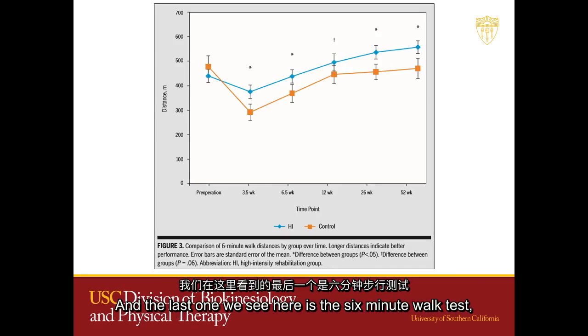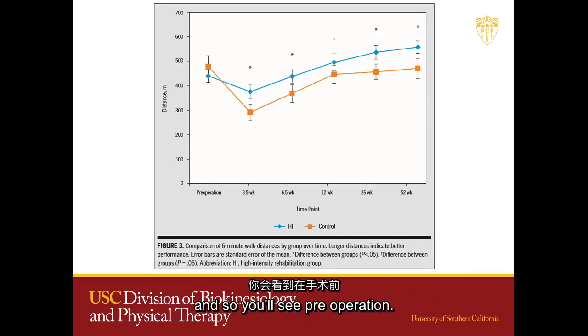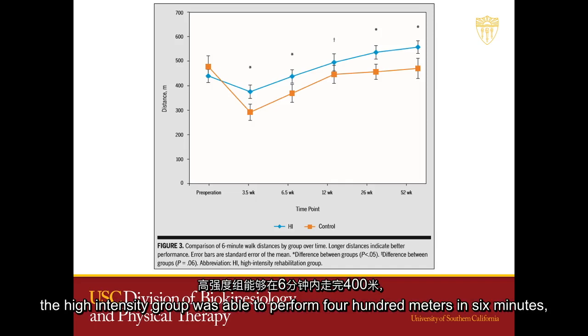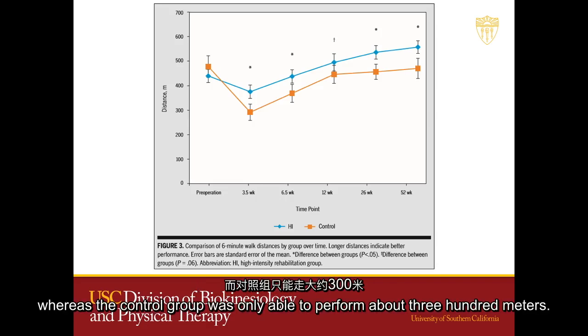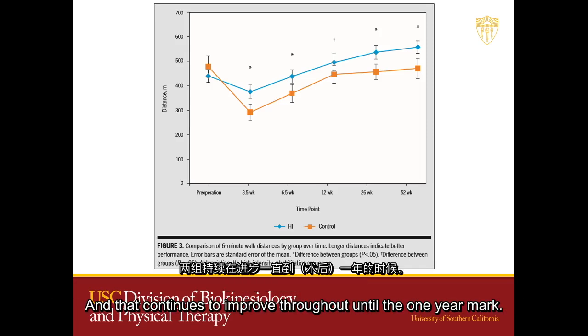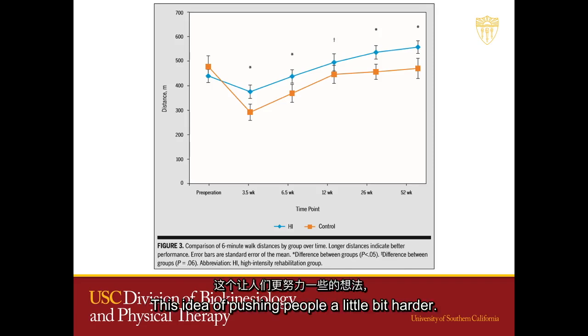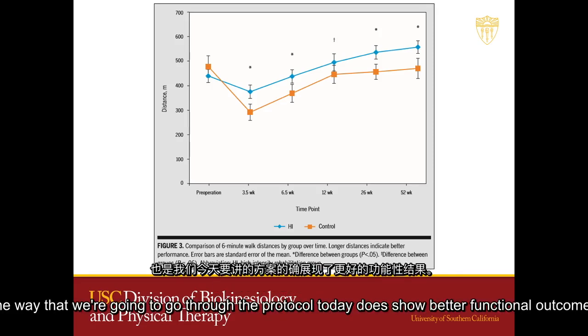And the last one we see here is the 6-minute walk test. And so you'll see pre-operation, the control group was actually a little bit better, but post-operation, the high-intensity group was able to perform 400 meters in 6 minutes, whereas the control group was only able to perform about 300 meters. And that continues to improve throughout until the 1 year mark. So again, this idea of pushing people a little bit harder, the way that we're going to go through the protocol today, does show better functional outcomes.